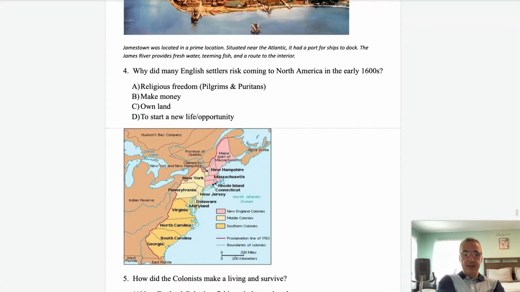Five, how did the colonists make a living and survive? So look at the three different regions of the American colonies. You have the New England colonies in the northeastern section, the middle colonies in the central section, and then the southern section would be the southern colonies.